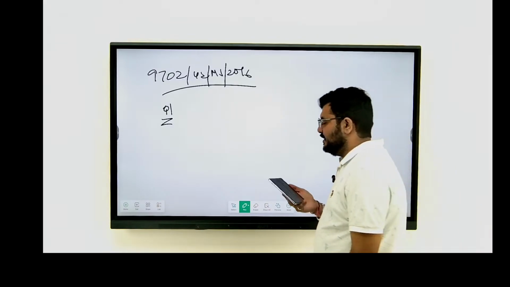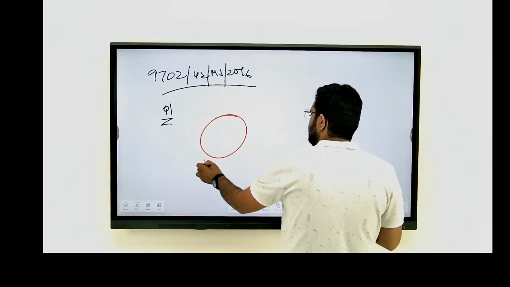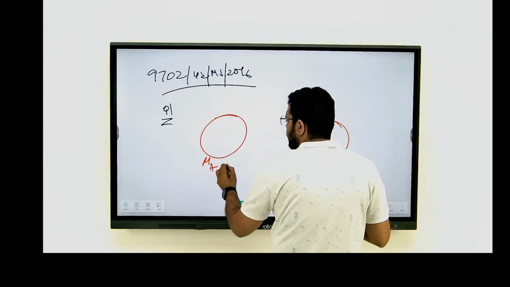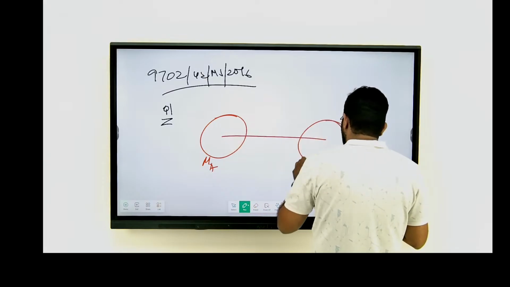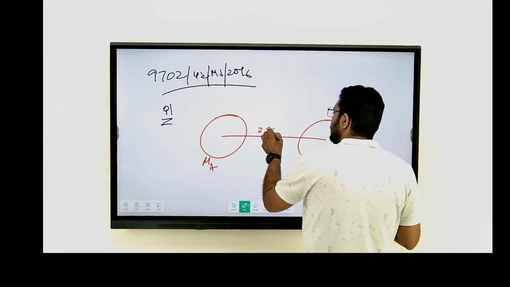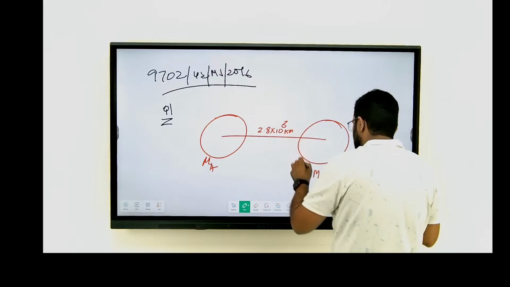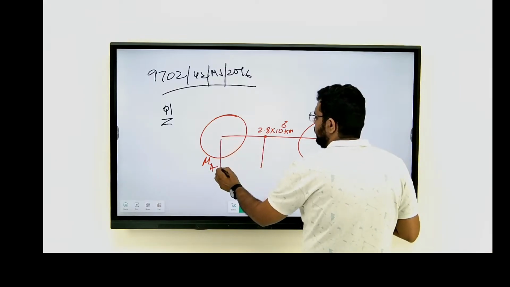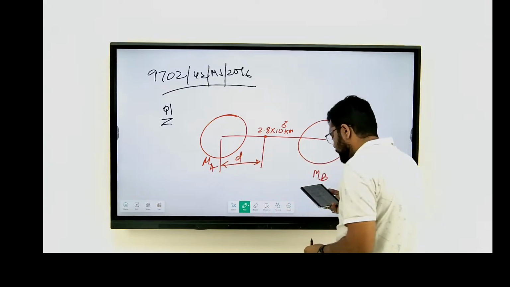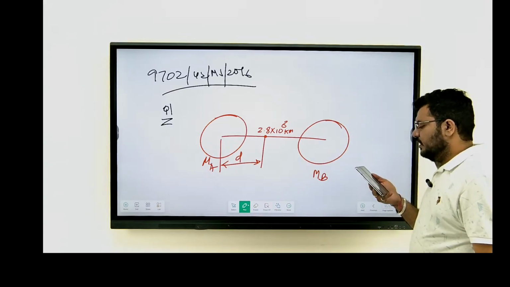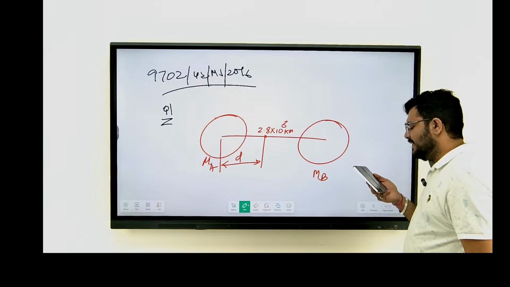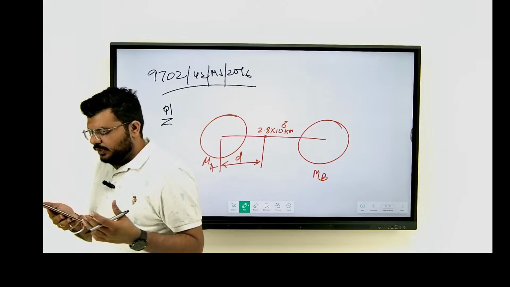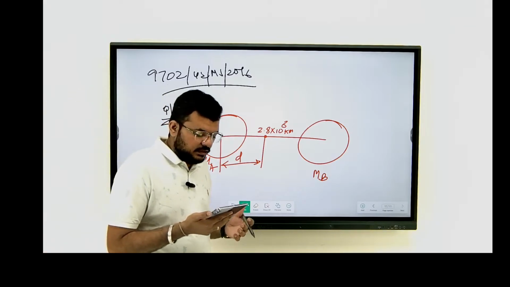Star A has a mass ma. It's like this, that this is a star A, this is a star B. Let's say this is ma, this is mb. The distance between the centers of these stars is 2.8 into 10 to the power 8 kilometer, and the center of rotation is at a distance d. The stars are in circular orbits with the center of both the orbits at point P, a distance d from the center of star A.